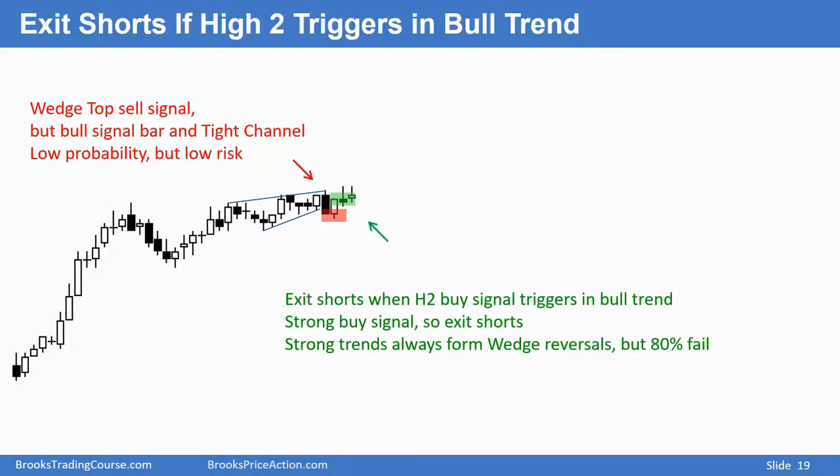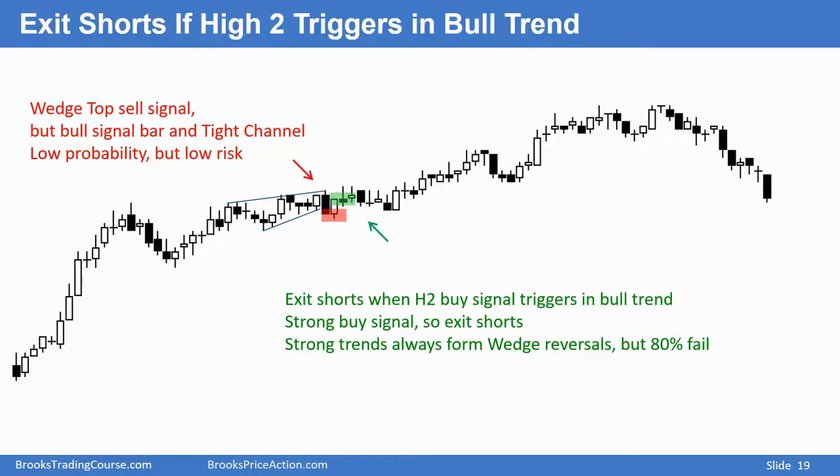Bulls know that. They know the bears took a bad short, selling a wedge top, but a very tight bull channel. Probably minor reversal, and the best the bears get is a trading range. So the bulls will buy that, betting on trend resumption up.